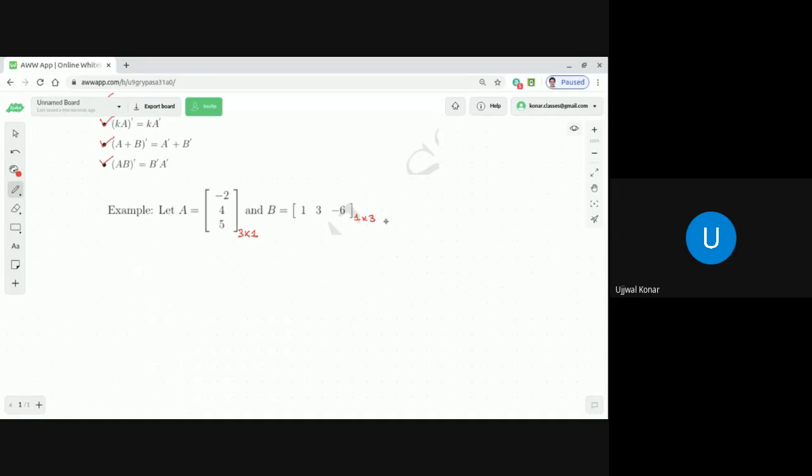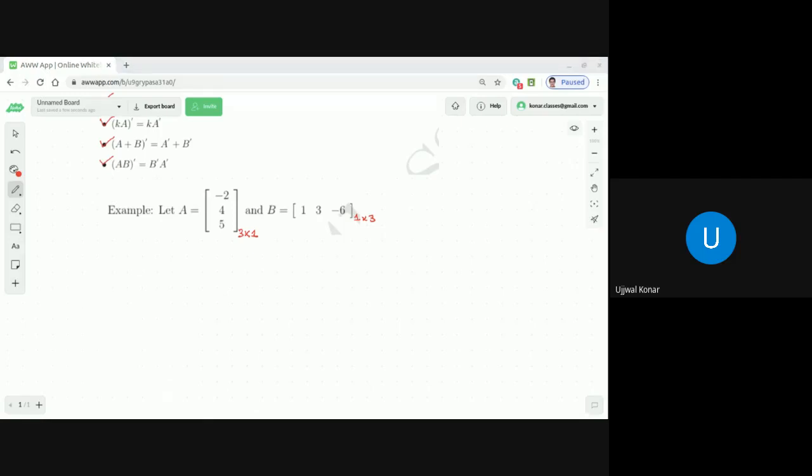So let's find out how we are going to find the matrix A into B. And then we will do what? First we will do A into B transpose. We'll get one matrix. Then we'll do B transpose and A transpose and then multiply them. Then we'll see what we are going to get.